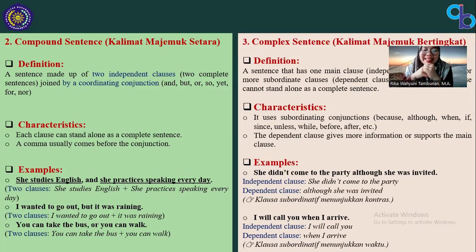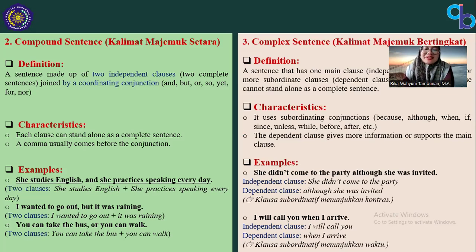Okay, now second example. I wanted to go out, but it was raining. Here we use the conjunction but, to show contrast, two different ideas. He wanted to go out, but the rain stopped him. Okay, now third example. You can take the bus or you can walk. We use or to show a choice between two options. See, a compound sentence helps your English sound more fluent and professional, like you're linking thoughts smoothly.